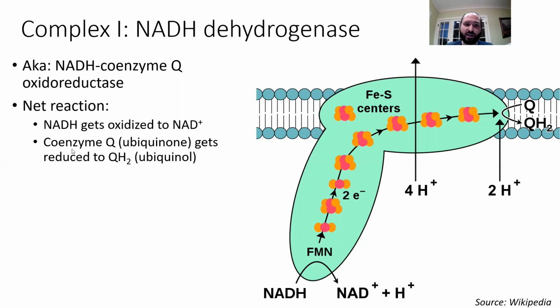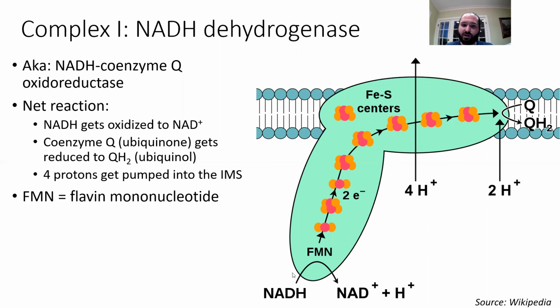Coenzyme Q, ubiquinone, gets reduced to QH2, ubiquinol. We'll look at a structure of those in a moment too. In the process, don't worry about the mechanism, because it's still very controversial, the mechanism of how these protons get pumped into the intermembrane space. But the result of one NADH entering complex 1 is 4 protons being pumped.